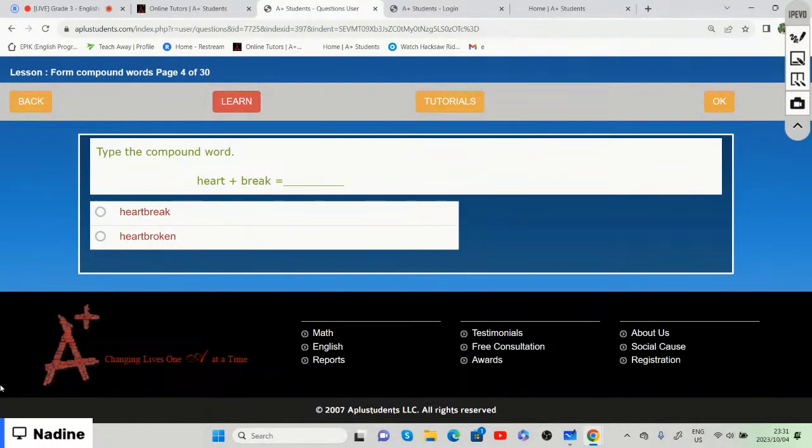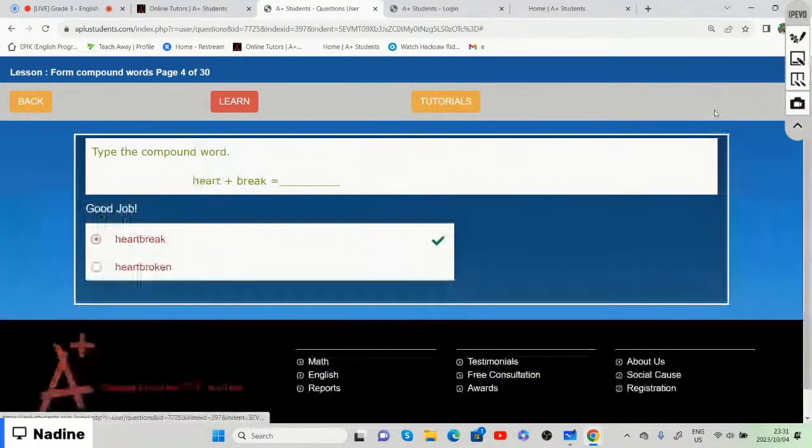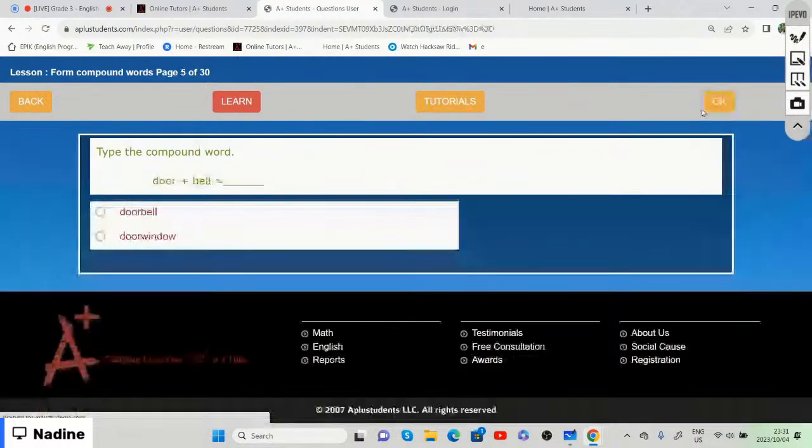All right, so heart plus break is definitely heartbreak, which is the first option, right? Because the second one should be heart plus broken. So if you said heart plus break, then great job. Good job. So heartbreak is correct.